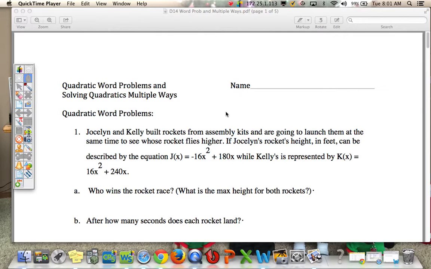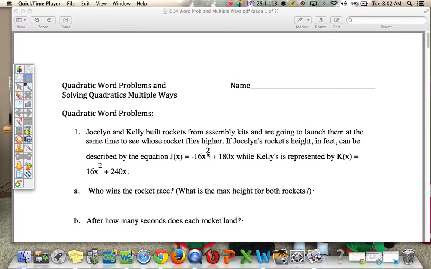So the first word problem: Jocelyn and Kelly built rockets from assembly kits and are going to launch them at the same time to see whose rocket flies higher. If Jocelyn's rocket's height in feet can be described by this equation, negative 16x squared plus 180x, while Kelly's is represented by this function k of x equals, it should be negative 16x squared plus 240x. Who wins the rocket race? What is the max height for both rockets? After how many seconds does each rocket land?